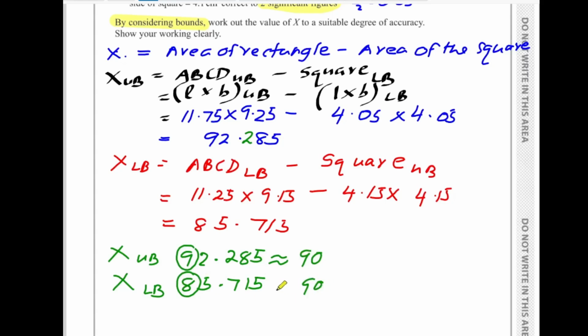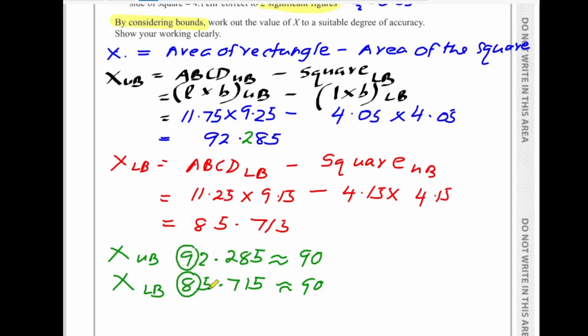Now let's see that we are rounding off to the second decimal place. This one would be 92.29. This one would be 85.72. There are two different values. By considering bounds, we need to get the same answer. So if you are considering the first decimal place, this one would be 92.3. This one would be 85.7. Still different. If you are considering the second significant figure, this one is 92, this one 86.